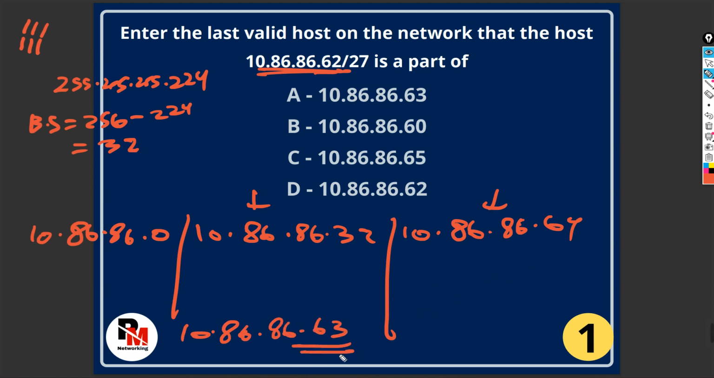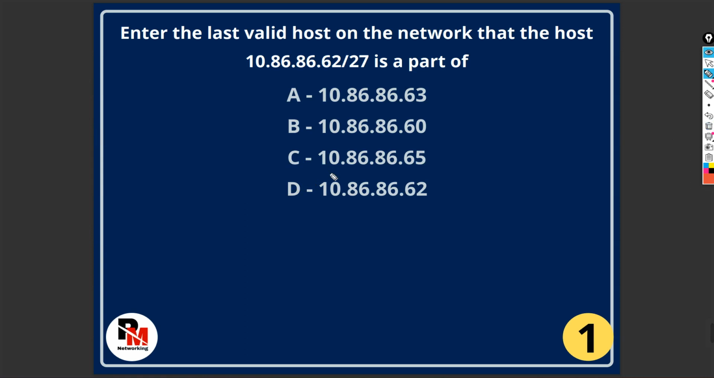10.86.86.63. But this is the broadcast ID. It is asking you the last valid IP address. So the last valid IP address will be 10.86.86.62. So which option is right? D. Getting my point? Are you able to connect the dots, guys, or not? Yeah, that needs practice. You need practice, yes or no? Yes. Okay, let me take you to the second question.